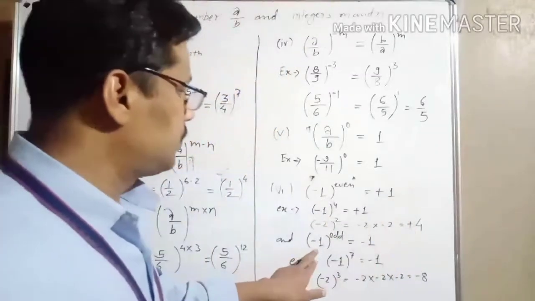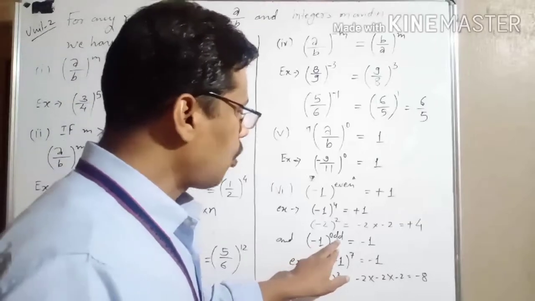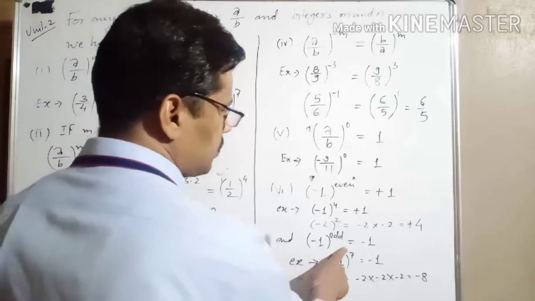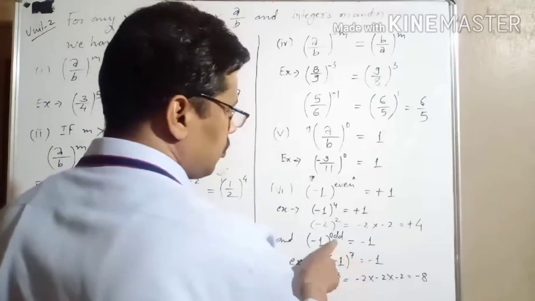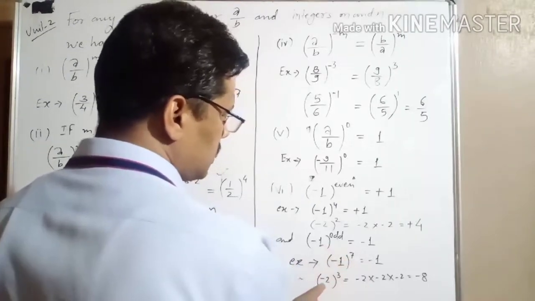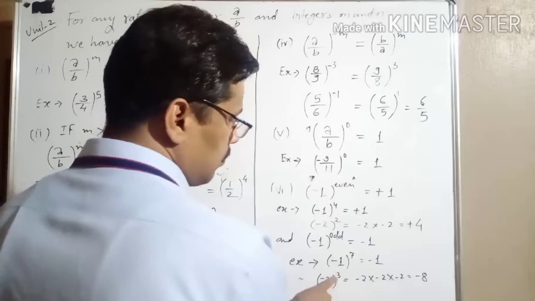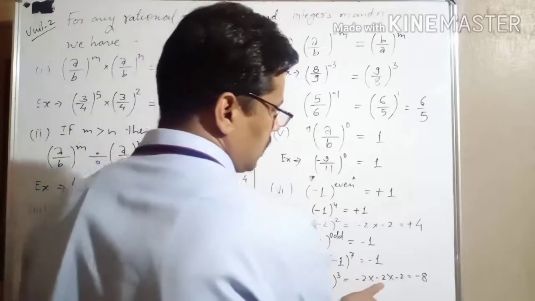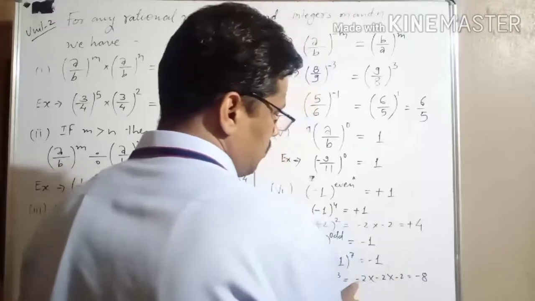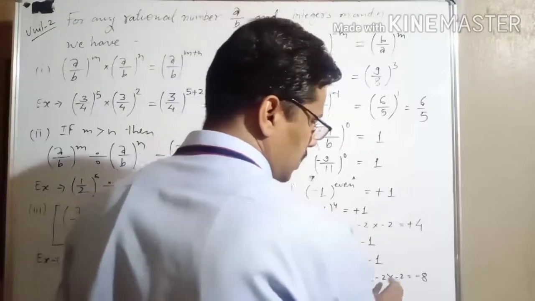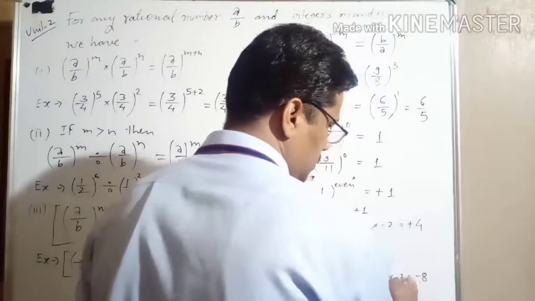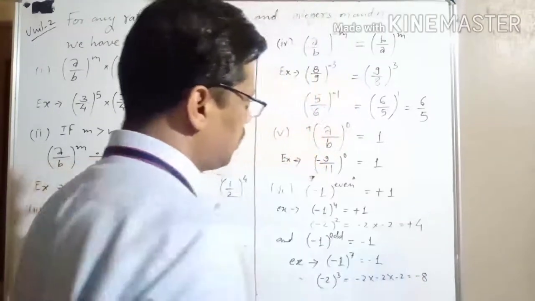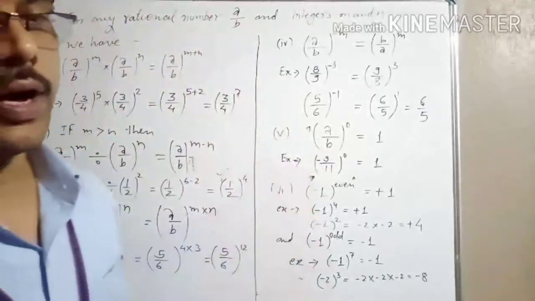If there is a negative sign and the power is an odd number, in that case you get a negative sign. Look here: (-1)^7. So you get minus 1 because the power is odd. In this case (-2)^3. The power is odd, so we write minus 2 three times: minus 2 into minus 2 into minus 2. Minus minus becomes plus, plus minus becomes minus. So you are getting a minus sign. 2 into 2 is 4, 4 into 2 is 8, so minus 8. This rule you have to keep in your mind.